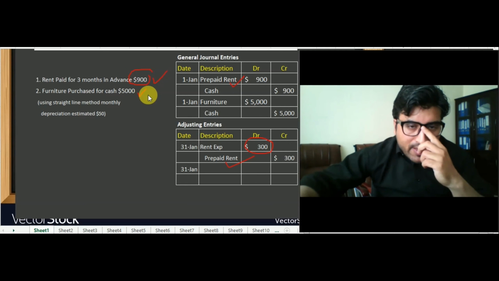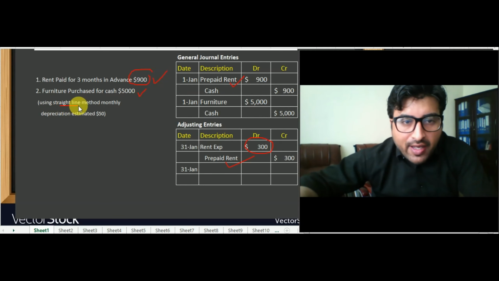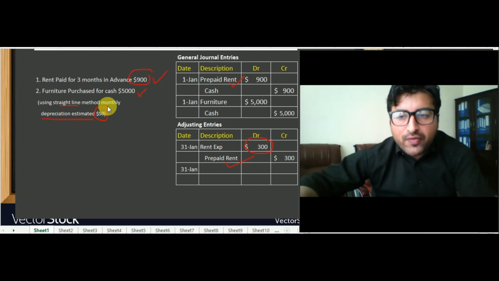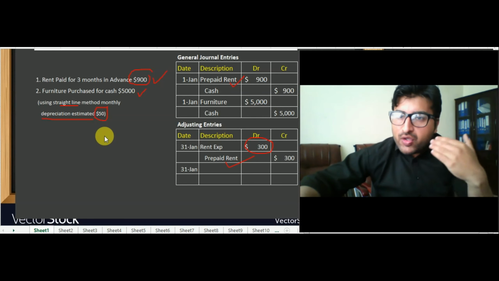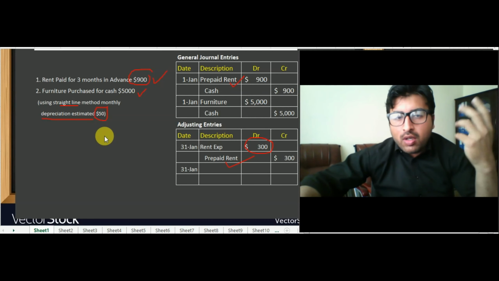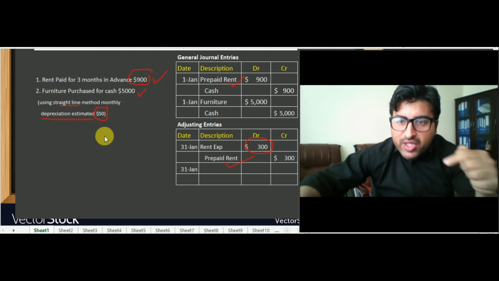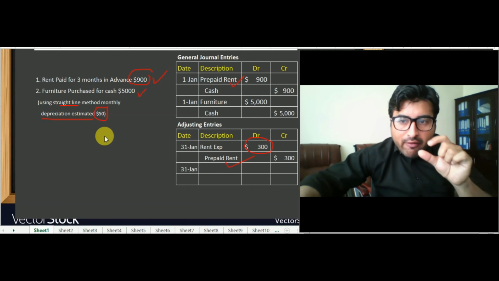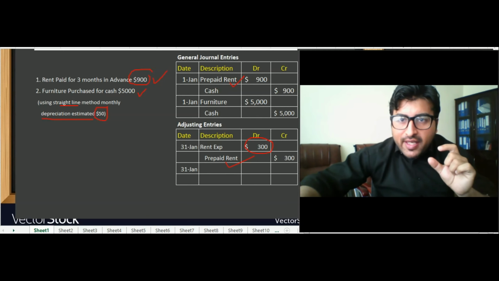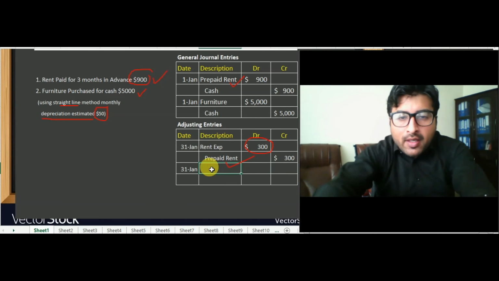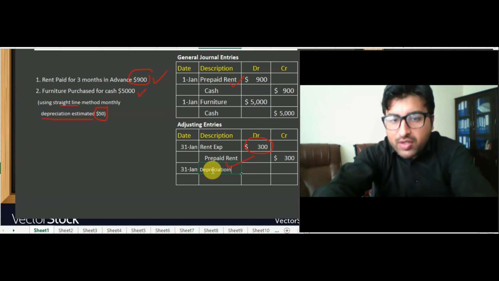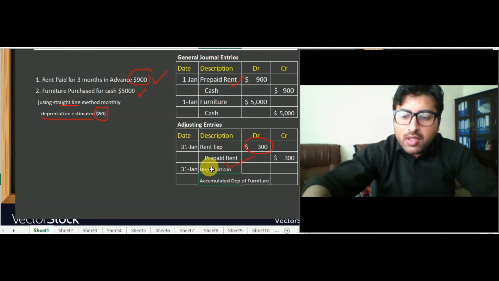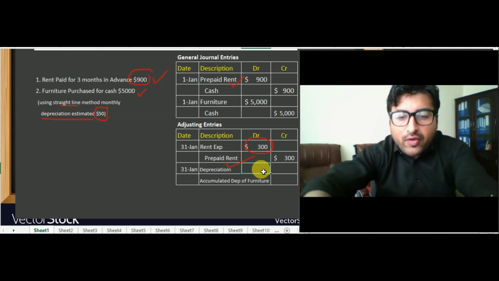Now we are looking here, using the straight line method, the monthly depreciation of furniture is estimated at how much? $50. Maybe the furniture has a useful life of 20 years or 25 years or more, but it is given how much it is depreciated in January, and that is $50. So by the amount of $50, the value of furniture decreased. So what is debited here? Depreciation account debited, and accumulated depreciation of furniture account credited. How much? $50.